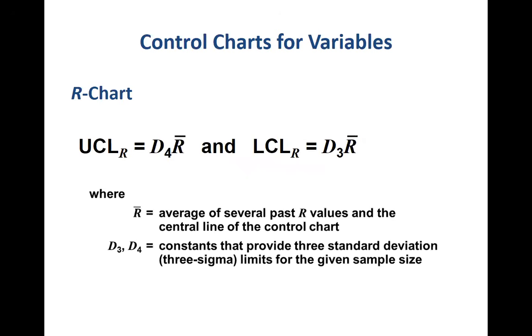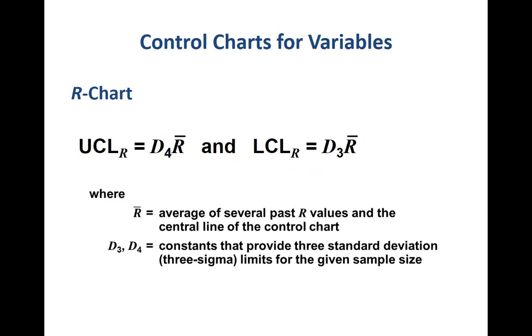Control charts for variables are useful when an organization has performance measures that can be quantified, that can be measured on an ongoing basis. The control chart for variables can be of two types. You could have R charts or they can be XBar charts.